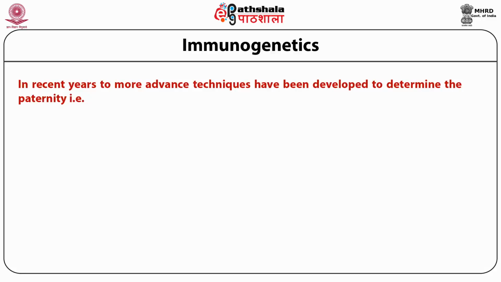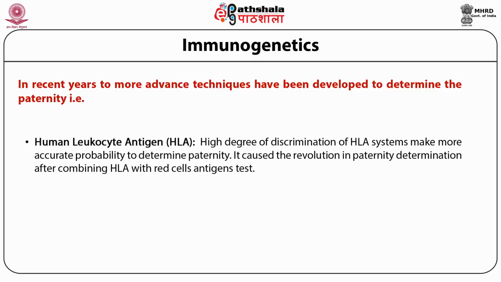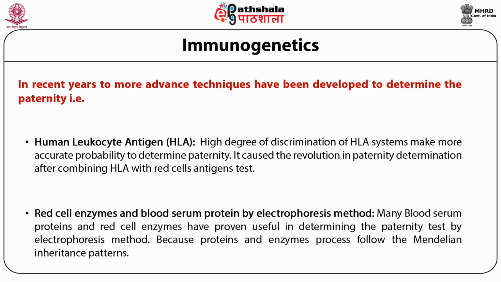In recent years, more advanced techniques have been developed to determine paternity. The first technique is human leukocyte antigen. The high degree of discrimination of the human leukocyte antigen system gives a more accurate probability to determine paternity. It caused a revolution in paternity determination after combining HLA with the red cell antigen test. The second technique is red cell enzymes and blood serum proteins by the electrophoresis method. Many blood serum proteins and red cell enzymes have proven useful in paternity testing by electrophoresis because proteins and enzymes follow the Mendelian inheritance pattern.